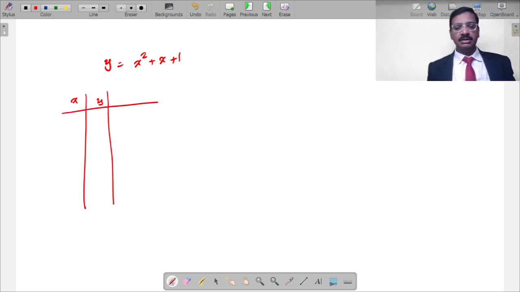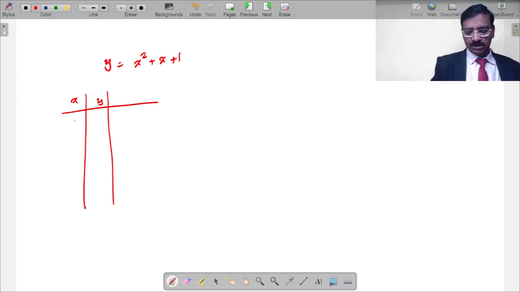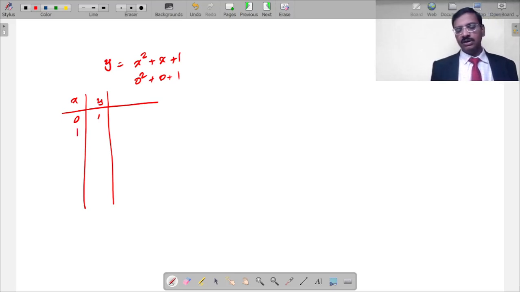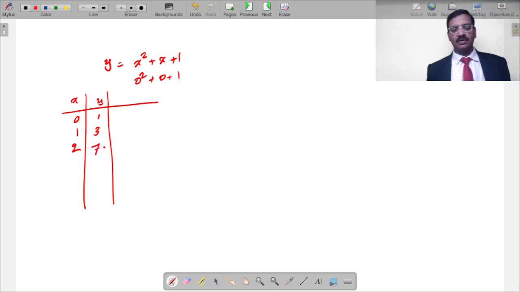So if I take x at 0, this value will be 1. That is 0 square plus 0 plus 1, which is equal to 1. Similarly, if you take x value 1, then the y value is 3. And if I take x value 2, then 2 square is 4, 4 plus 2 is 6, 6 plus 1 is 7. Like this we have the different values for 0, 1 and 2.